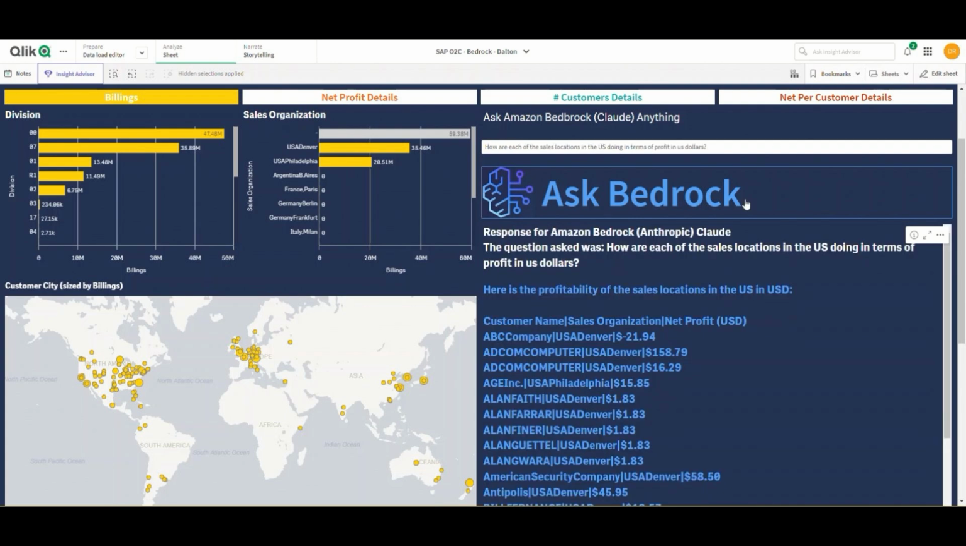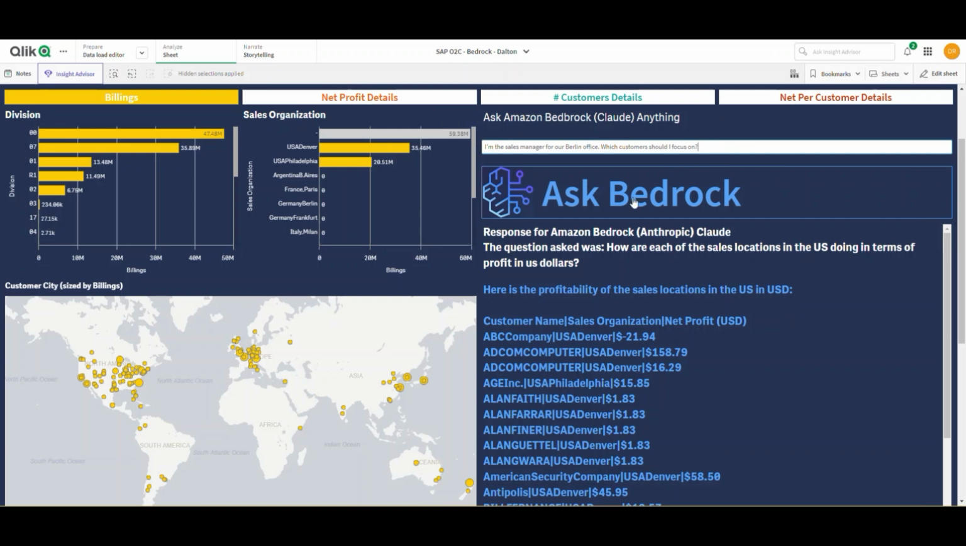If you noticed on the other screens, our data is in euros. But if I were the US sales vice president, I would ask how the US is doing in terms of profit, but in US dollars, and Bedrock can convert that for me.